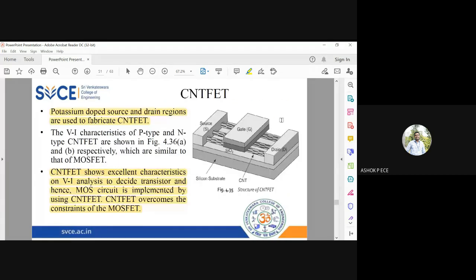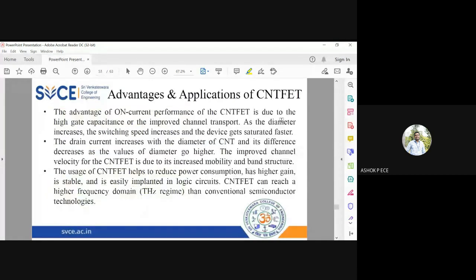FET. Okay, that is the reason why they have chosen carbon nanotube as a technology to fabricate the FET. The advantage of on-current performance is due to the high gate capacitance or improved channel support. Okay, so as the diameter increases, the switching speed increases and the device gets saturated faster.